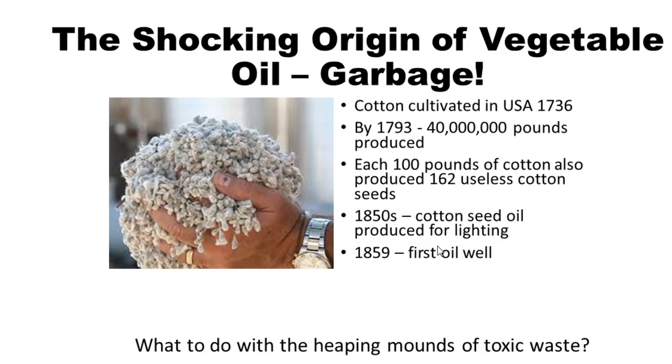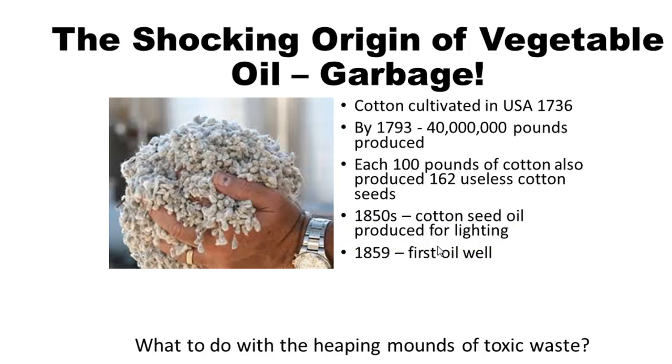So they had these huge heaps, tons and tons of cotton seeds, which they would dump into the river. And of course, eventually somebody found them out, and then they sued the companies, and then they had to do something with it. So then they thought, okay, well, by the 1850s, the technology advanced to the point where they could actually use it for lighting oil, which was great.